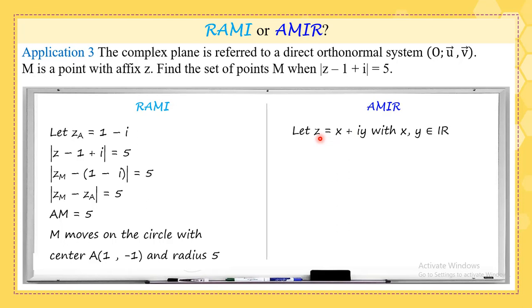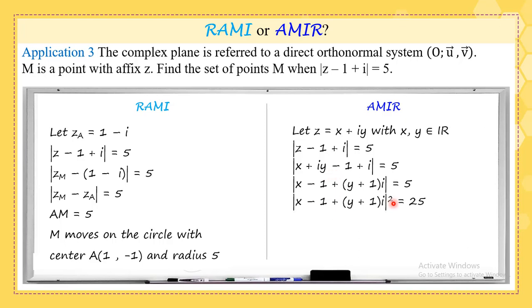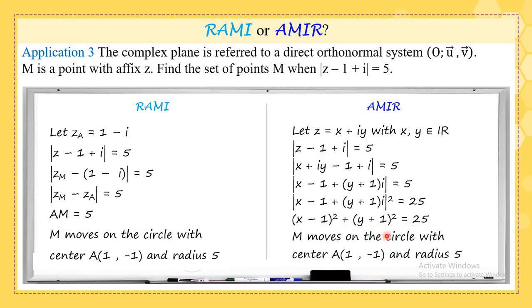Amir replaced Z by x plus iy because he couldn't tell what to do. Let's see. If we just replace Z by x plus iy, this is what we get. Now, collecting the real part alone and the pure imaginary part alone, and if we square both sides, this is what we get. In fact, Amir squared both sides in order to get rid of the square root sign. So here we get x minus 1 squared plus y plus 1 squared is 25. So M moves on the circle with center (1, negative 1) and radius 5.